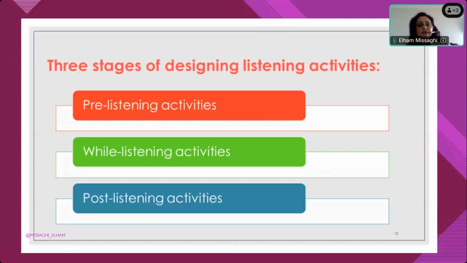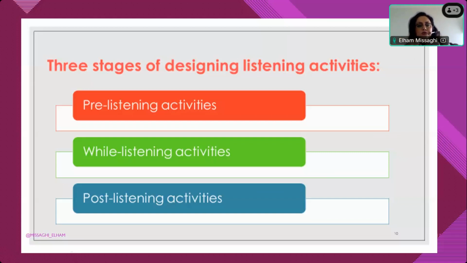Post-teaching activities for this skill. Post-listening activities is the part where you get the feedback. The student starts to either role play, talk about the audio, or talk about the part that they like most and give you reasons why they like it or why they don't like it, predict what happened in the next part, even talk about the audio. So that's the part you get the feedback.